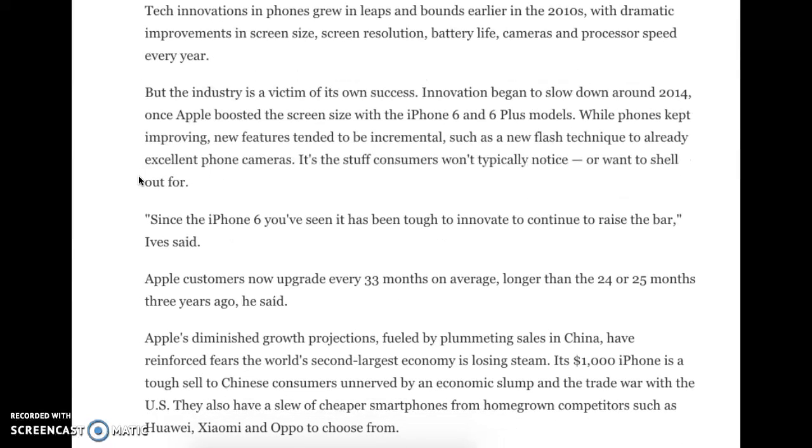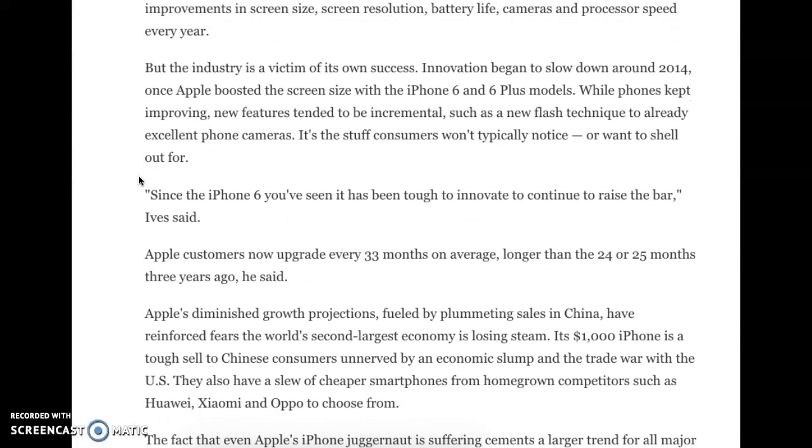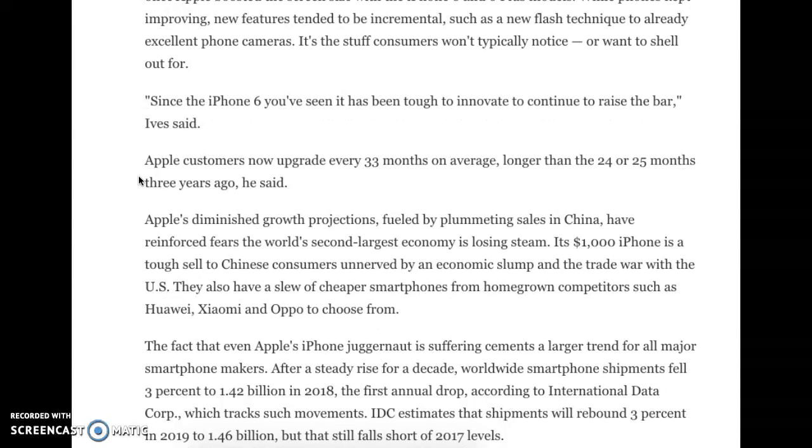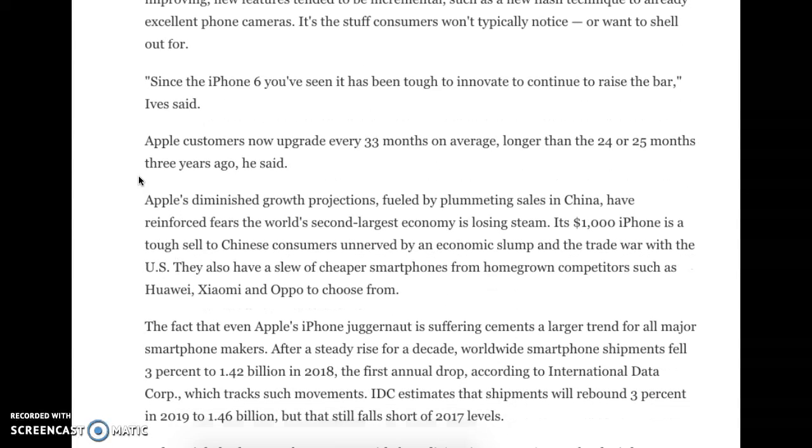Quote, since the iPhone 6, it has been tough to innovate and continue to raise the bar, Ives said. Apple customers now upgrade every 33 months on average, longer than the 24 or 25 months 3 years ago, he said. Apple's diminished growth projections, fueled by plummeting sales in China, have reinforced fears that the world's second largest economy is losing steam.